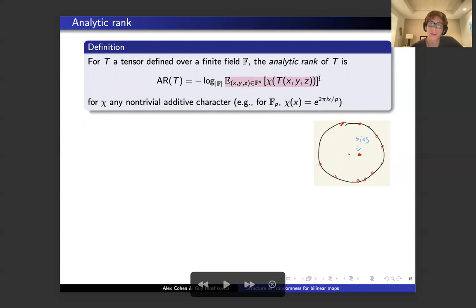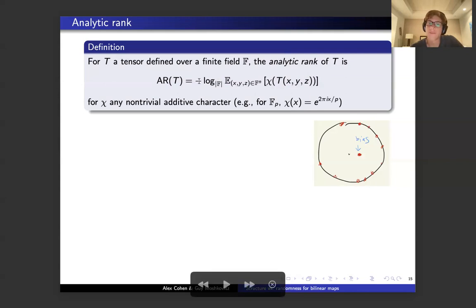Now, its expected value over all possible input vectors is a measure of the bias of the output distribution of the function chi of T of x, y, z. Right, so in particular, these red dots sort of show the output values of the tensor T, and this expected value is going to be some element of the complex unit disk. And it turns out that for a trilinear function T, it's not just any number, but some real number between 0 and 1. So the closer that value is to 0, the more the output distribution behaves like random. And the closer it is to 1, the more it's biased towards the value 1. So that's why this expected value is called the bias of the tensor T.